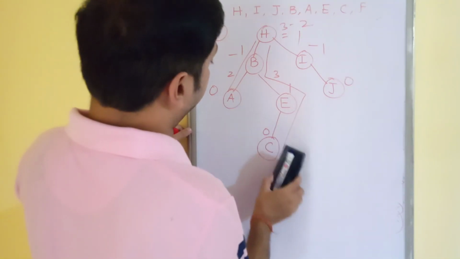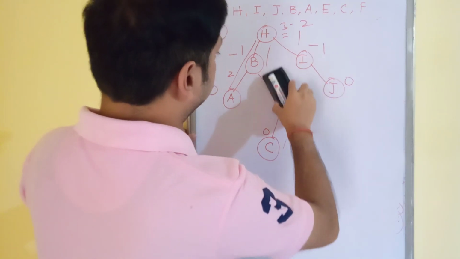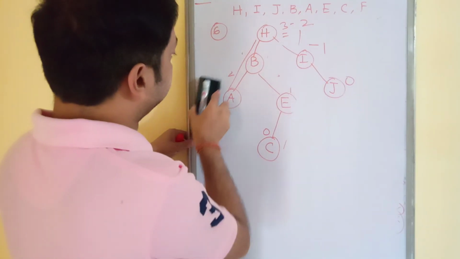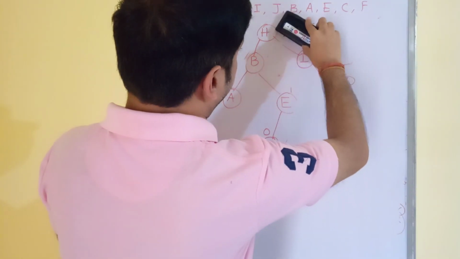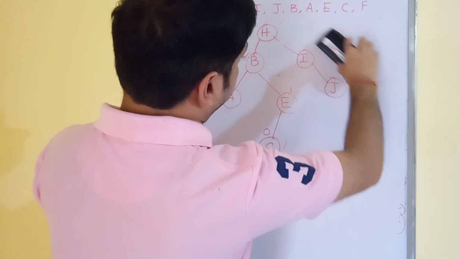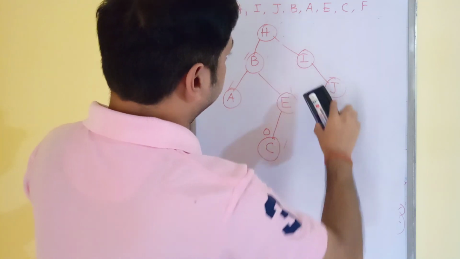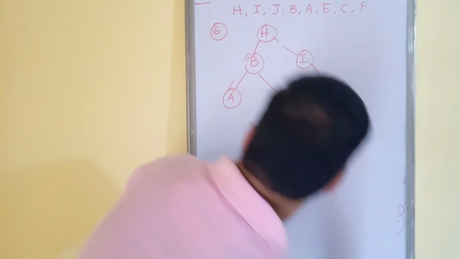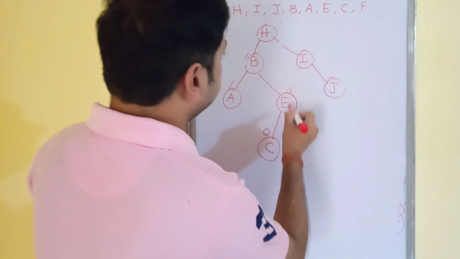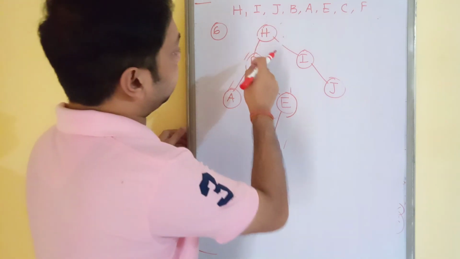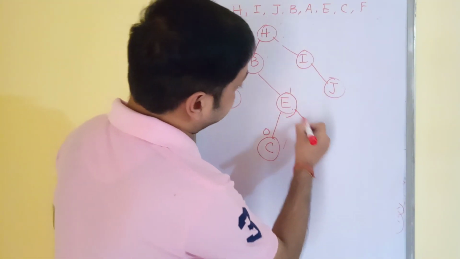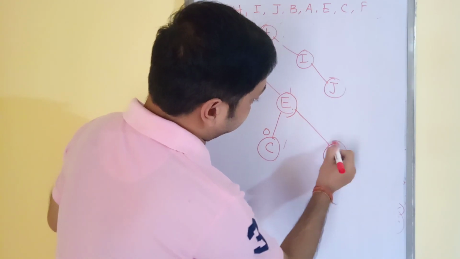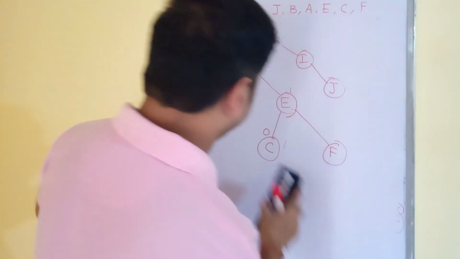That is the last node, that is 7. So where will you insert that particular node? That is F. So where will F be inserted? You can see F is just smaller than this one. Now larger than B, larger than E. So this is the final node we have created.